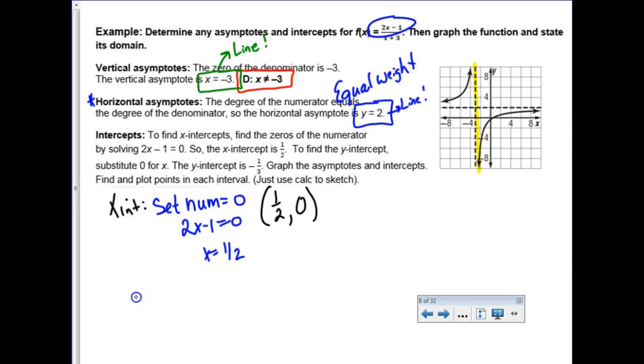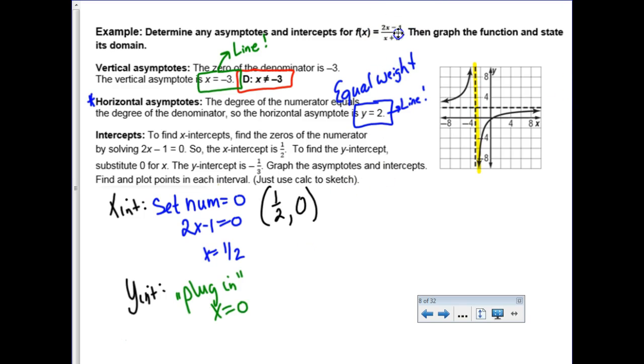And then my favorite one to find is the y-intercept. A y-intercept is where your function crosses the y-axis, but by definition, it is where you're going to, quote-unquote, plug in x equals 0. This is why this is my favorite question.